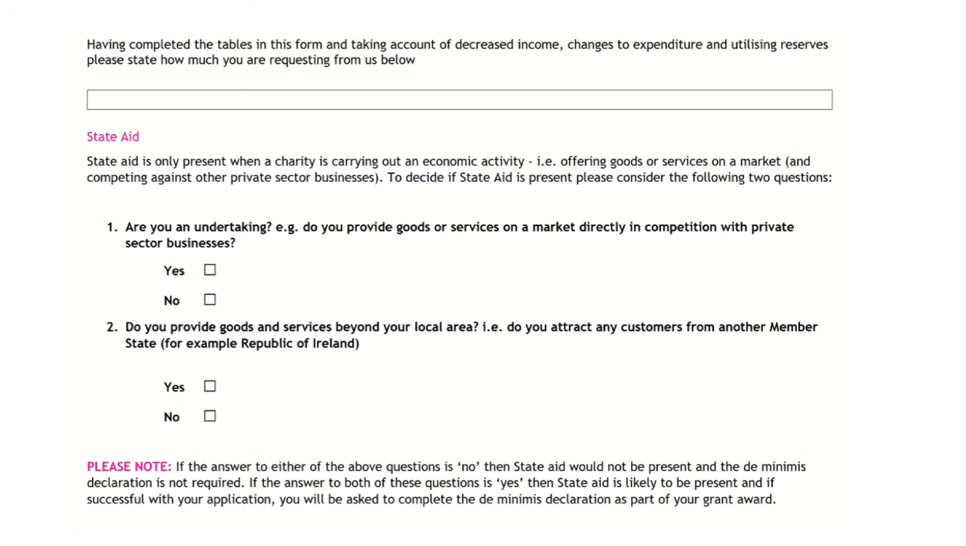Having considered your projected income and expenditure over the period 1st of April to the end of September and utilising, if appropriate, some of your reserves, we will ask you to clarify the amount you're requesting from us in this box. If you're successful with your application, the funding to your charity may be considered to be state aid. Please answer the questions here, and if the answer to both questions is yes, then you will need to complete a de minimis declaration if you're awarded funding.